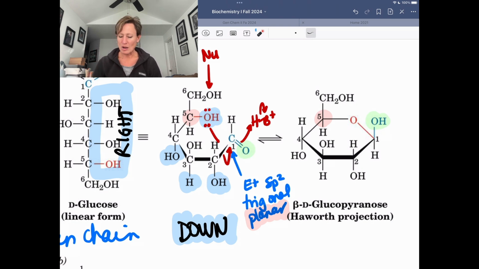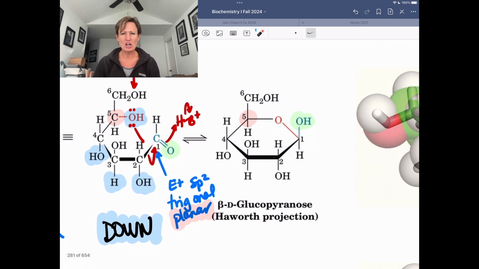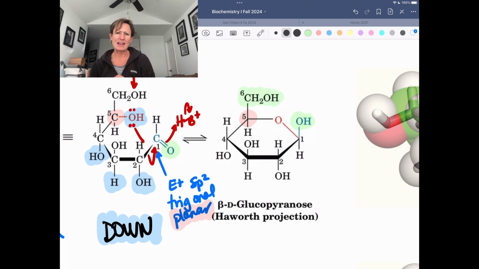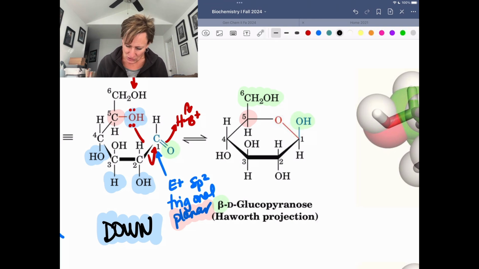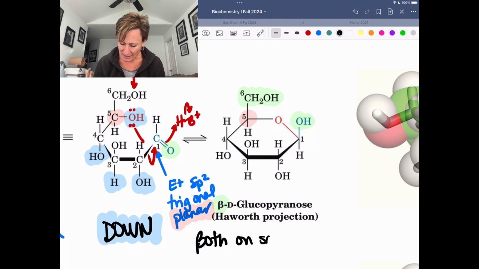A couple of things that I'm going to label here, and then we're going to understand the nomenclature that we have for this sugar. When we have that OH group on the same side as that exocyclic CH2OH group, we are going to label this the beta anomer. You can think of it this way: these groups in green are both on the same side.